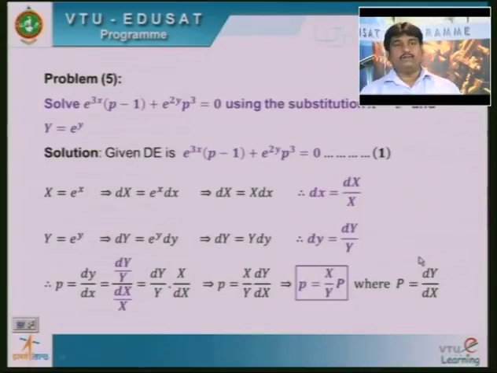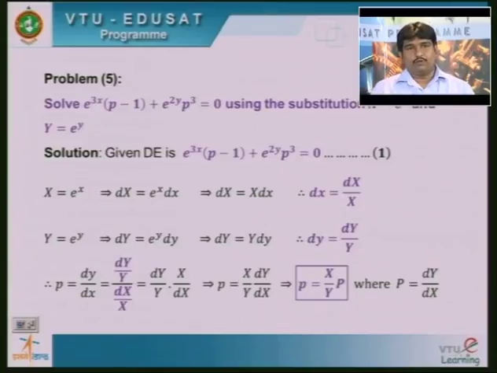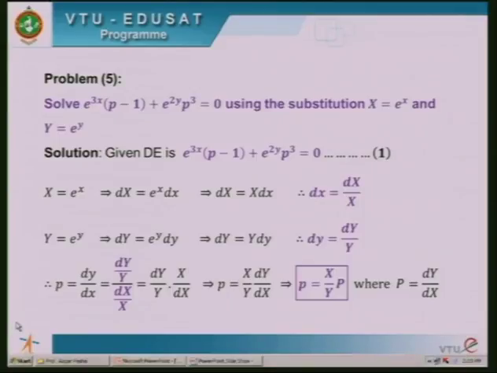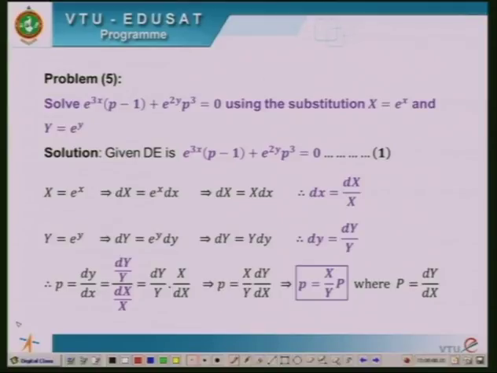Problem number 5. Solve e to the power of 3x into p minus 1 plus e to the power of 2y into p cube equals 0 using the substitution x equals e to the power of x and y equals e to the power of y. So of course, the given differential equation is not Clairaut's equation, but it can be transformed to Clairaut's equation using the substitution x equals e to the power of x and y equals e to the power of y.